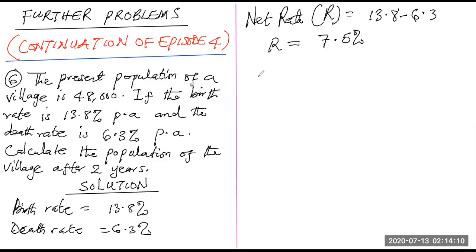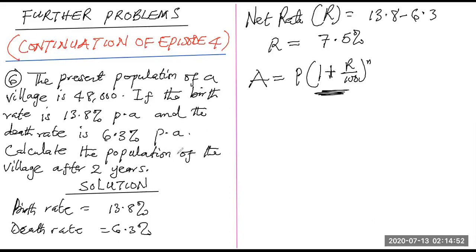Now, which formula do we use? Do we use a positive compounding amount, that is inflation, or do we use a negative compounding amount, that is depreciation? Now, that can be a problem. I'm going to use a positive compounding amount, which is inflation: 1 plus R over 100 raised to power n. Why I'm using plus here is because the net rate is positive. The birth rate is higher than the death rate, so the net effect of this rate is going to be an increase in population size.